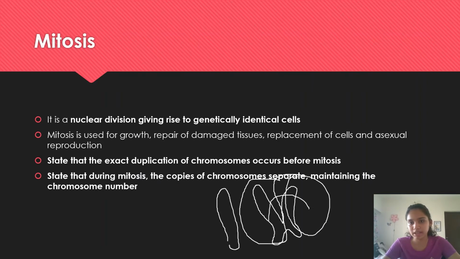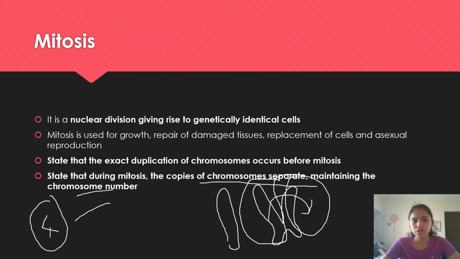So they duplicate. And what you need to also state is that the copies of chromosomes separate, maintaining chromosome number. So if the original cell has 4 chromosomes, the two daughter cells, which are the product of mitosis, will also have 4 chromosomes each. And now why? Your definition explains that to you because it gives rise to genetically identical cells. Okay, now we're going to look at the process.